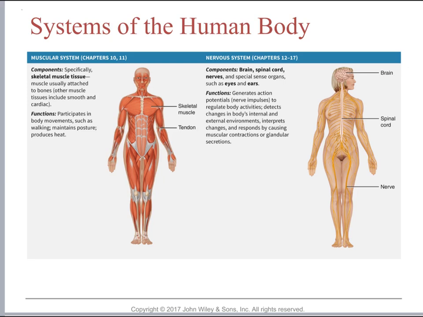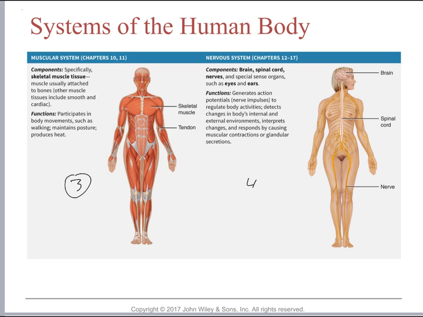Our next system is our muscular system, number 3. This is going to deal with our muscles, smooth muscle, skeletal muscle, and cardiac muscle. These muscles are going to participate in body movements, walking, maintaining posture, producing heat. Smooth muscle will help move food and stuff through our digestive tract, also guarding entrances and exits as we think of sphincters, and cardiac muscle to run the heart. The majority of muscle we're going to look at in our body is going to be skeletal muscle. So this is voluntary contraction. These are things that deal with movement of our body parts, walking, etc.